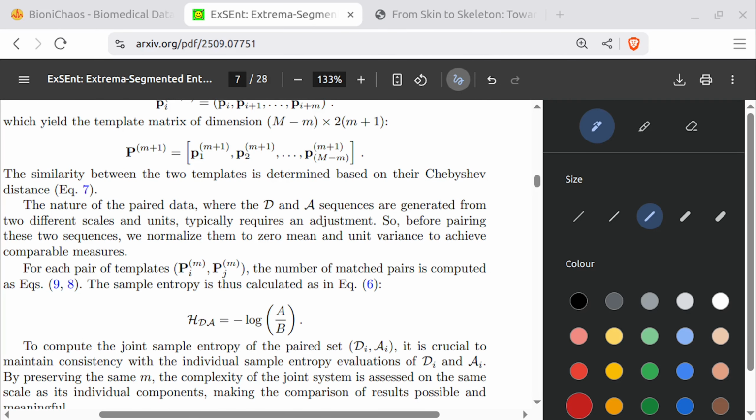Okay, keep going. Scroll down. This section discusses normalizing the DNA sequences before comparison and the computation of the joint sample entropy, HD(A). It emphasizes that by keeping lem the same, the complexity of the combined system is assessed similarly to its individual components, making comparisons more meaningful.